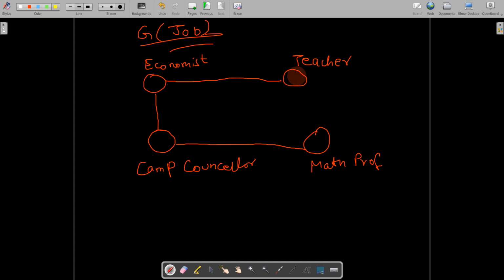Okay, let's say we call the teacher on the weekend colored yellow, then the economist cannot be called over there. We will call him on the weekend we color with blue. Now, the camp counselor, we cannot call on the blue weekend, but we can call him on the yellow weekend as it does not have an edge over there. So we are calling the camp counselor on the yellow weekend. And the math professor cannot be called on the yellow weekend, so we will call him on the blue weekend.